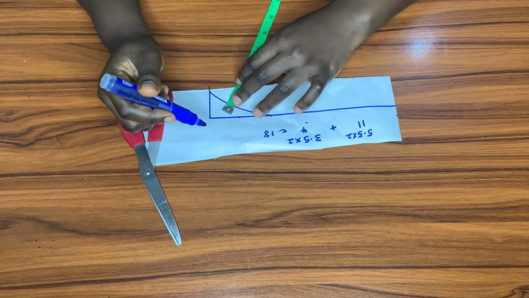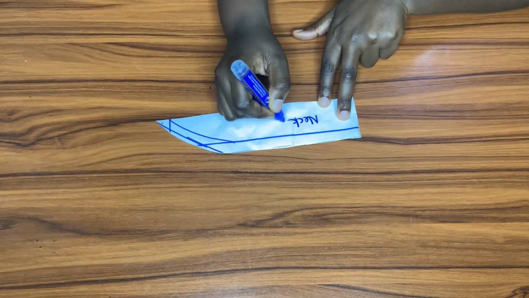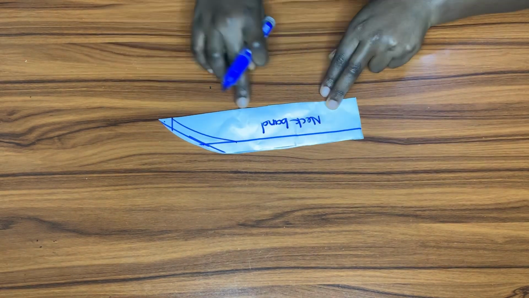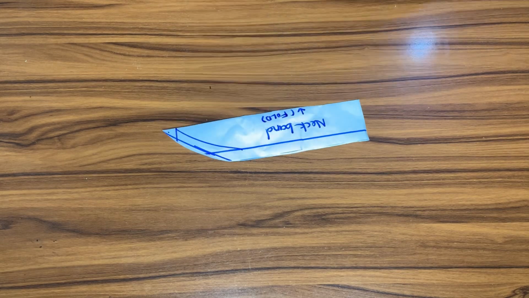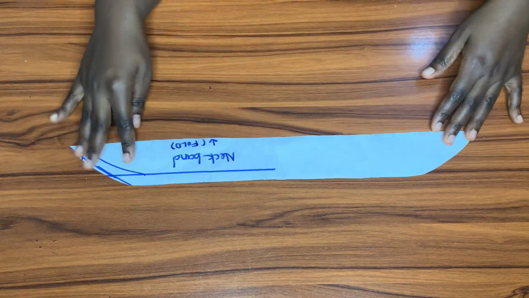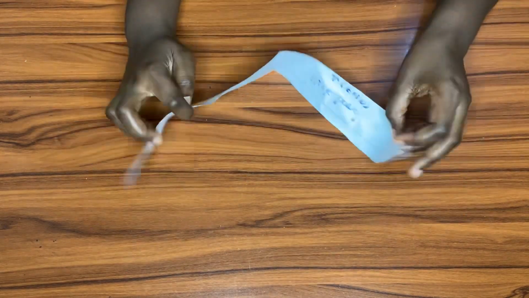I'll just go ahead to add half an inch allowance all around. I'll label the pattern and then indicate that the end of the neckband will be cut on a fold. So that's it for the neckband. Now it's time to move on and create the sleeves.